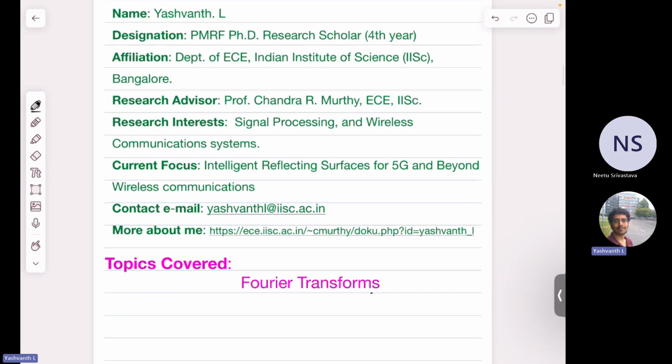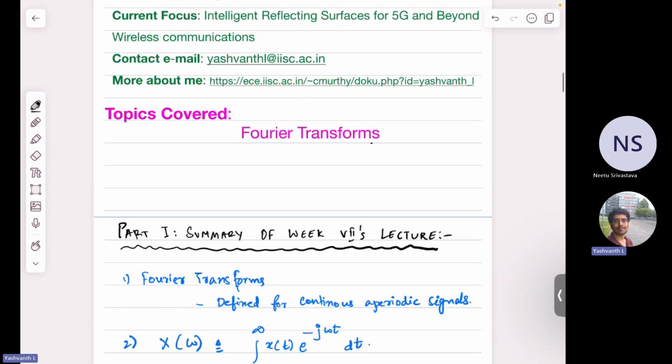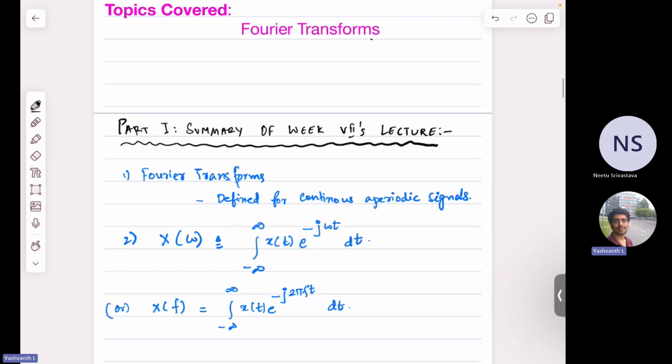The broad topic for this week will be Fourier transforms. As usual, the first part of today's session will be a quick summarization of week seven's lectures. If you recall, in week six there was an elaborate discussion on Fourier series, which is defined for a continuous periodic signal. The underlying theory is that any continuous periodic signal can be represented as an infinite summation of complex exponentials with appropriate coefficients. That was the Fourier series.